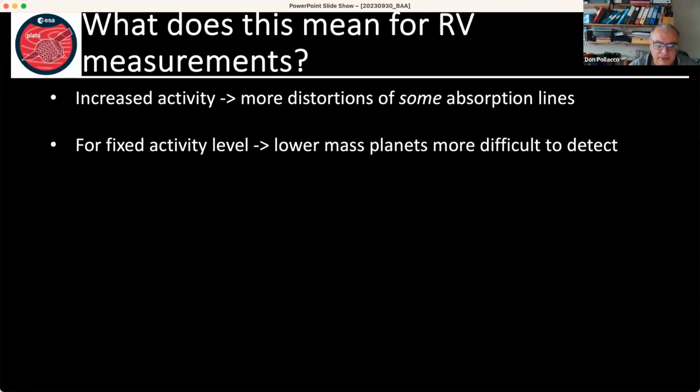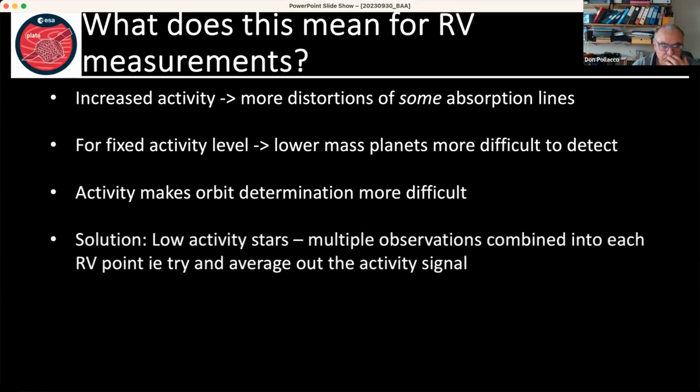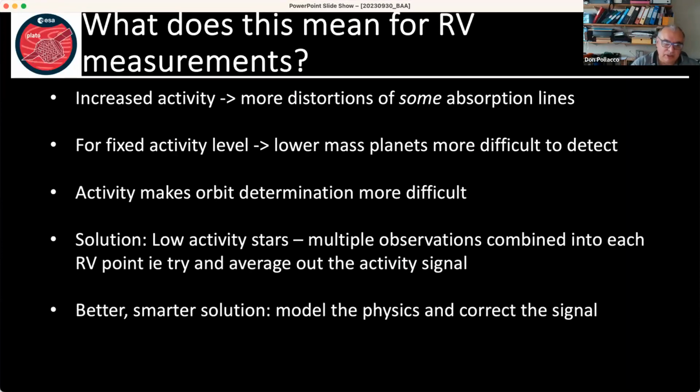And the overall effect of this is that lower mass planets become much more difficult to detect. Activity also screws up the orbit determination as well. So in the end, you really want to use the lowest activity stars you can. And even in those stars, you've still got the convective signal to worry about, so you need to take multiple observations and average them out. But that is an incredibly observation intensive problem, and these observations are being done with 10-meter telescopes.